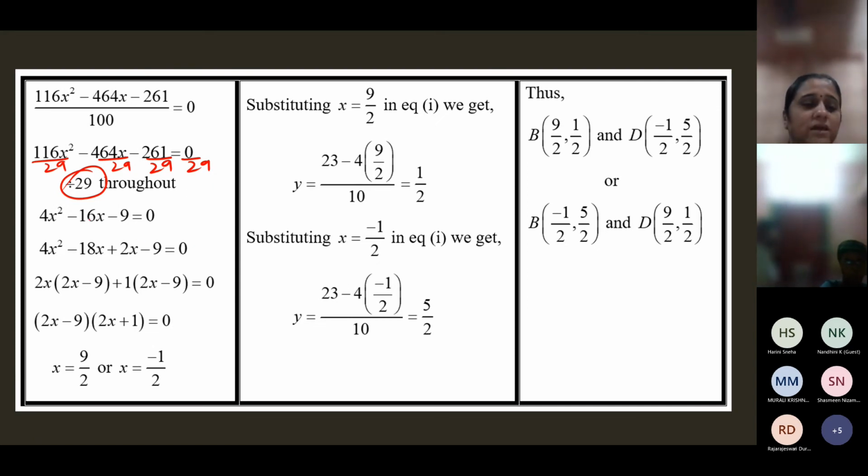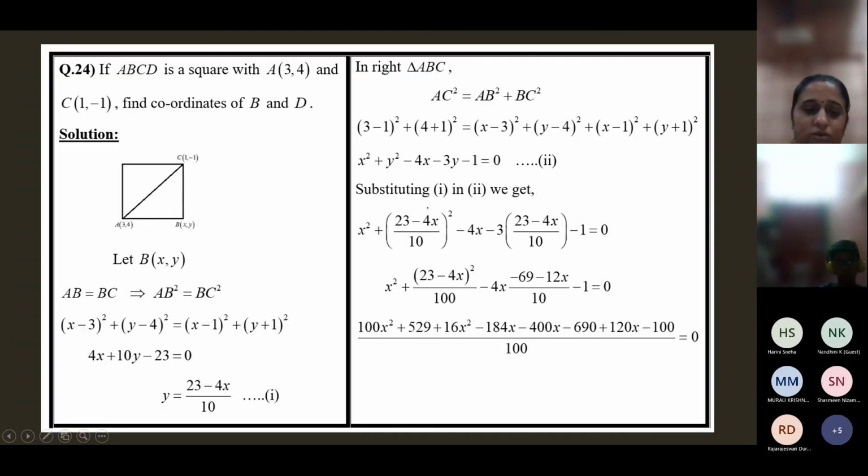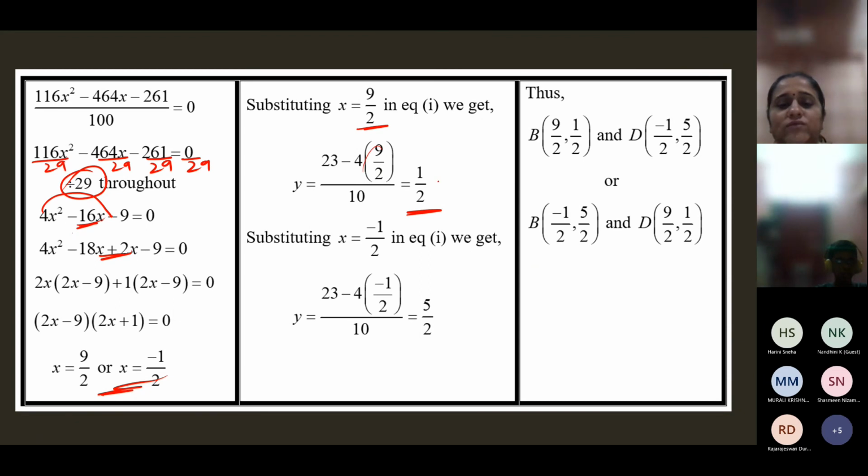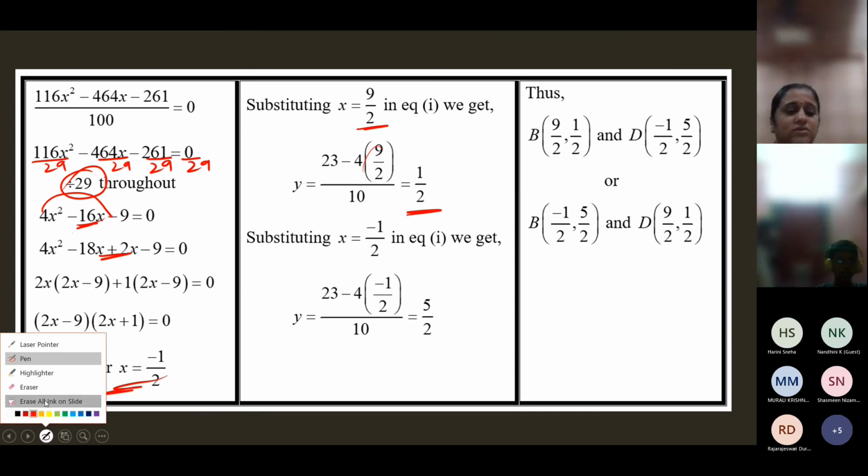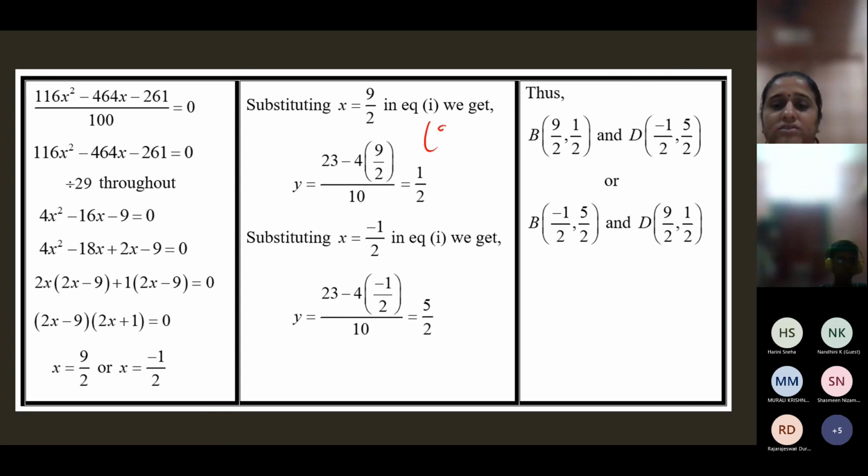Now split the middle term. You know that the sum is minus 16 and the product is 4 into minus 9, minus 36. So split the middle term and find the two values for x. Then when x is this value, what is the corresponding y value? Substitute here. Y is equal to this one. So we get 2 points, 9 by 2, 1 by 2 and minus 1 by 2, 5 by 2. So when B is 9 by 2, 1 by 2, D is minus 1 by 2, 5 by 2. And when B is this one, this is D.